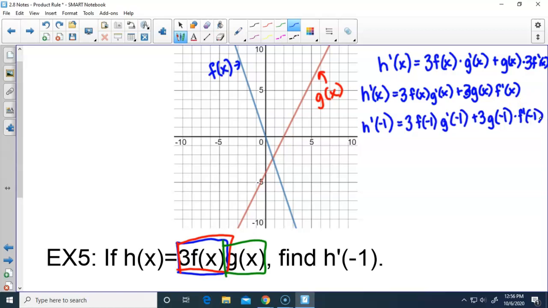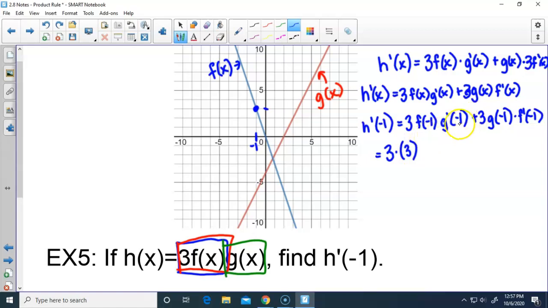If we remember what those derivatives stand for, derivatives are the slope of the tangent line. In this particular case, we have linear functions, so it's just going to be the slope of the line. Whenever we're looking for something like f of negative 1, we're looking for the value of the function at that point. At x equals negative 1, we have a y value of 3. So f of negative 1 equals 3.